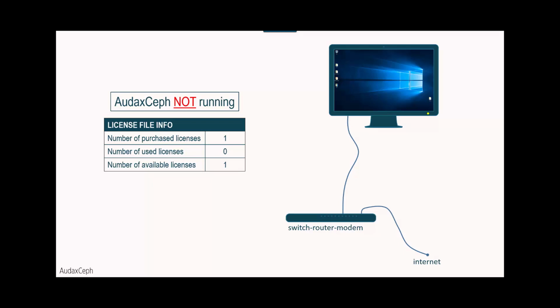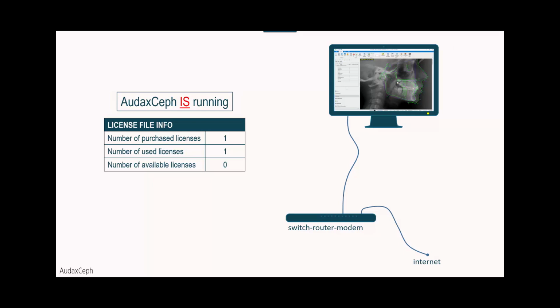Here is just an example of the table. If AudaxCeph is not running, then again number of used licenses is 0, and there are no available licenses. So not running here on that computer. On the other hand, if 1 AudaxCeph license is running, the number of used licenses here will change to 1, and the number of available licenses is, in this case, 0.